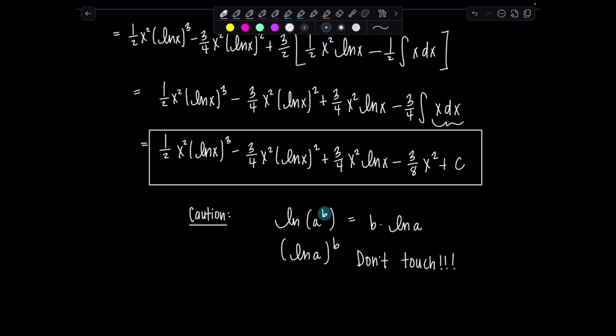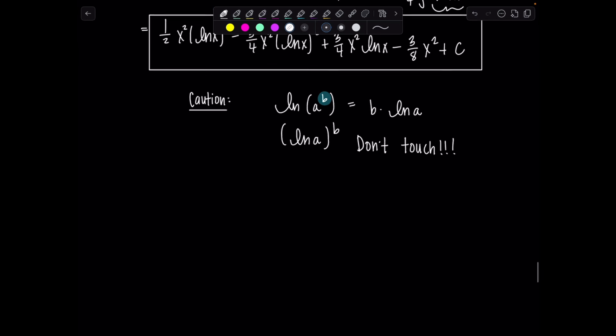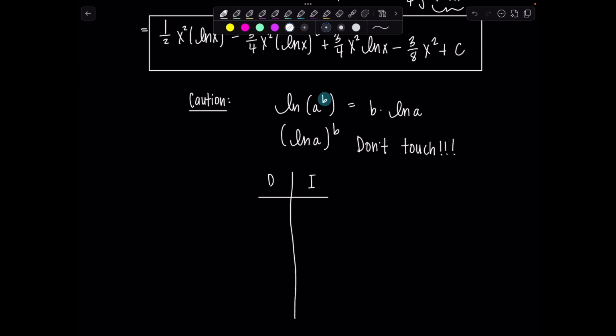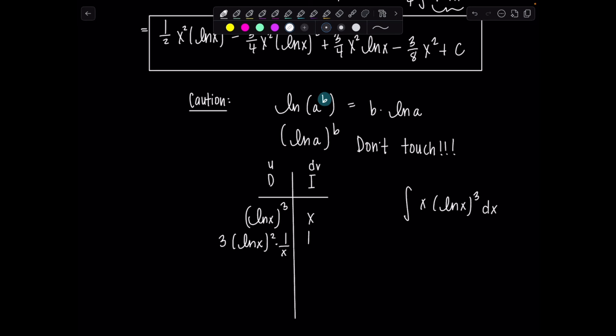Okay. The other thing I'm sure probably some of you are wondering is, could we do tabular method, DI method? That's where when you have repeated rounds of integration by parts, instead you organize everything into a table. The issue is with this particular problem, because we had x ln of x cubed dx, this is where u goes, this is where dv goes. How did we choose u? U was natural log of x cubed, and dv was x dx. Now when you differentiate, you get 3 ln of x squared times 1 over x. This is 1/2 x squared.